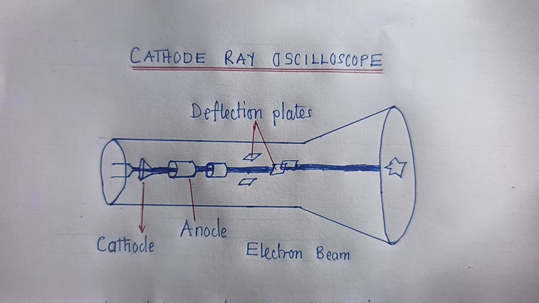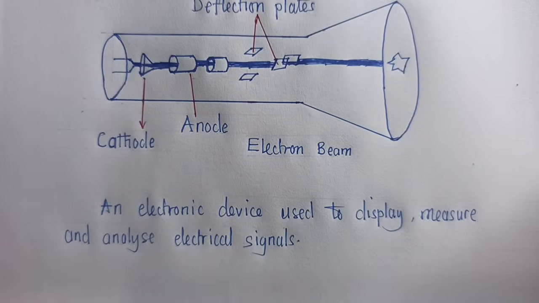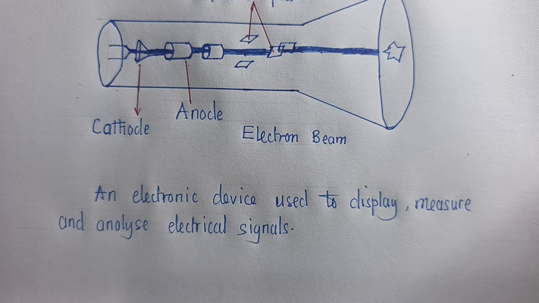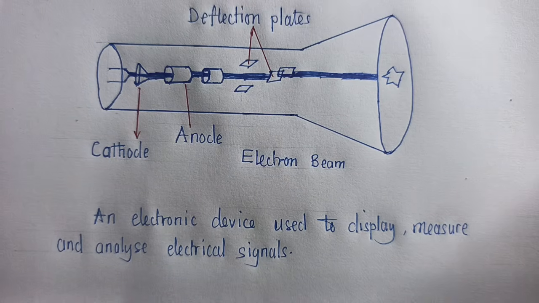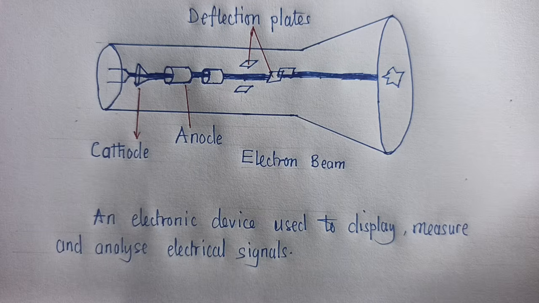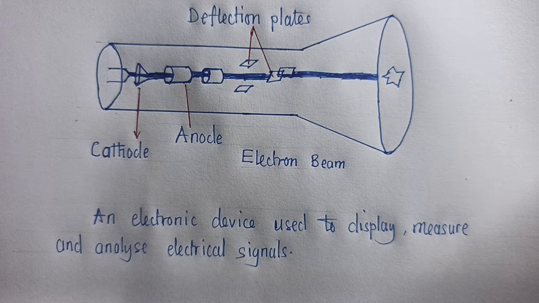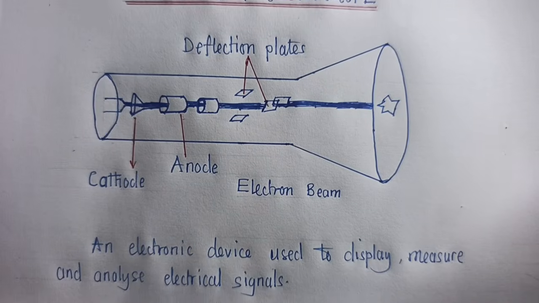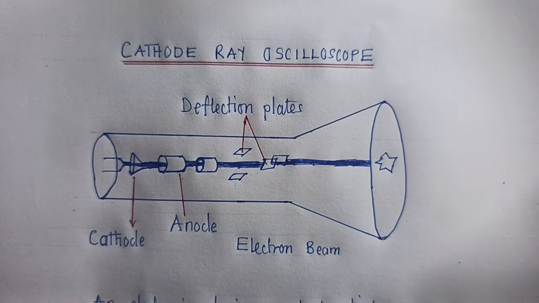If you were asked to define a cathode ray oscilloscope, you just say this is simply an electronic device used to display, measure, and analyze electrical signals. What it does is convert these electrical signals into visual, listen to the word very carefully, something that you're able to see, visual waveforms. That's what it does. Now let's talk a little bit about what happens with this.